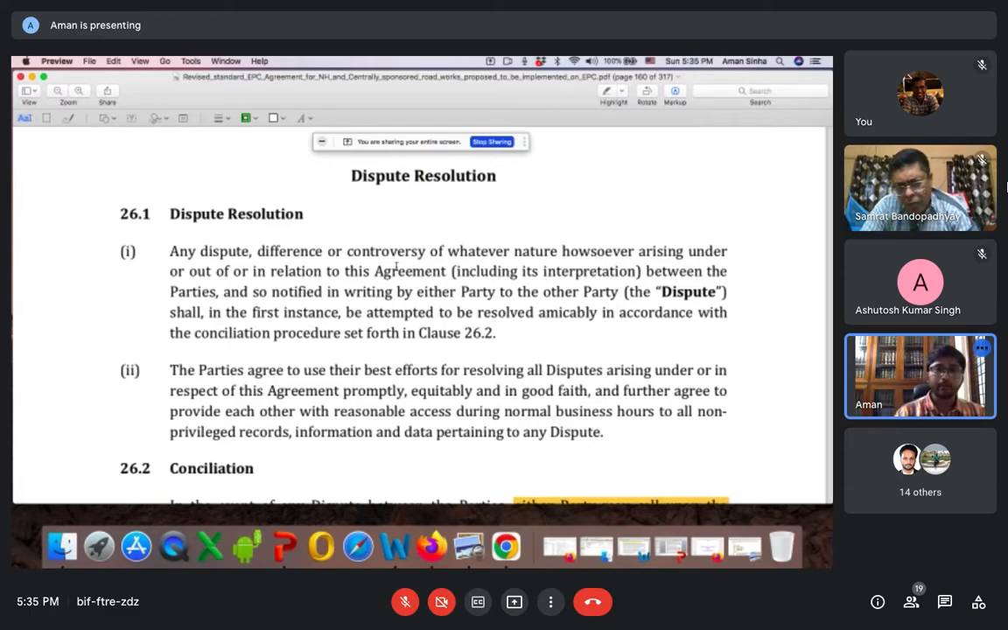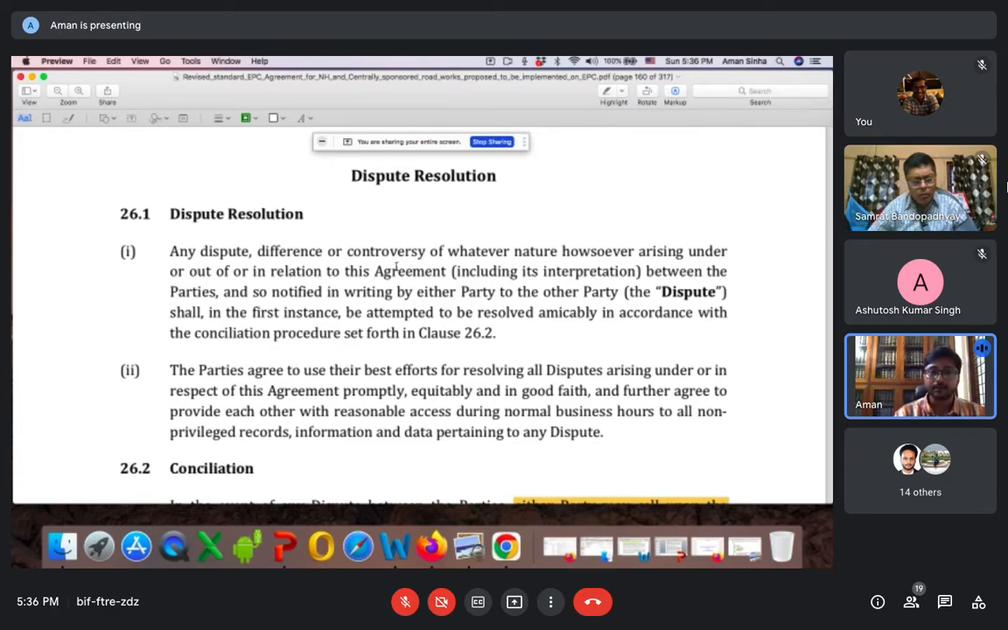If I take the example of NHAI, it has a nodal internal agency, the independent conciliation committee of independent experts. There will be panels, and we have to choose a member from those panels. A conciliation committee will be formed, and the claims in brief will be given to that committee. If that fails, the party will go for arbitration. And mind you, a settlement in conciliation is binding in nature.